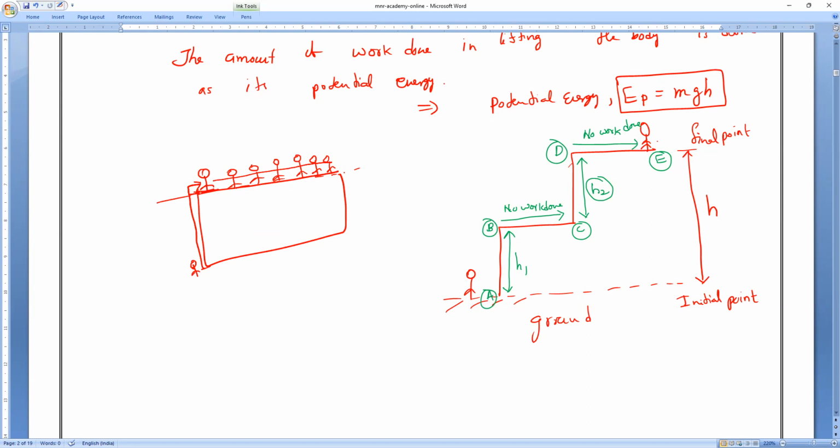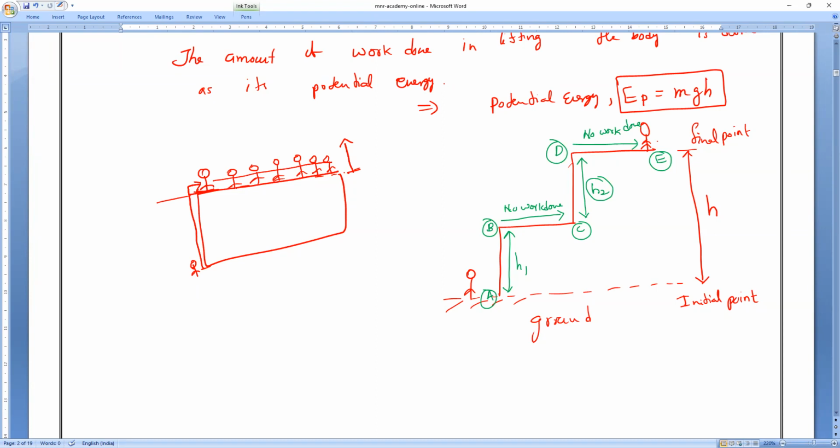Only when you change the height, that is, the position above the ground, the potential energy will increase or decrease. If you are moving at a particular height continuously, even 10 kilometers, the energy possessed by you remains constant.